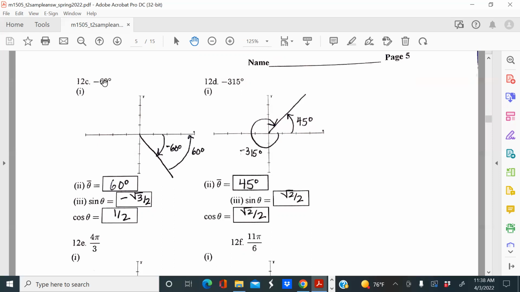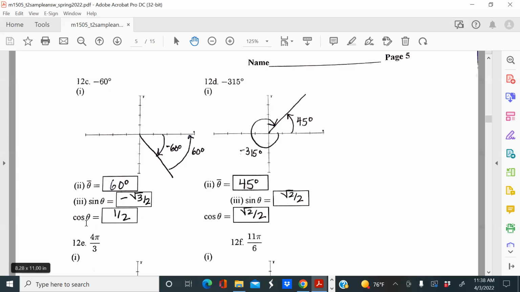And so that means the sine of minus 60 degrees is going to be the same as the sine of positive 60 degrees, except we have to adjust the sign in front. In the fourth quadrant, sine is negative because the y-axis is negative in the quadrant. So the sine of minus 60 degrees is minus the sine of positive 60 degrees. The sine of positive 60 degrees is square root of 3 over 2. So you get minus square root of 3 over 2 here.